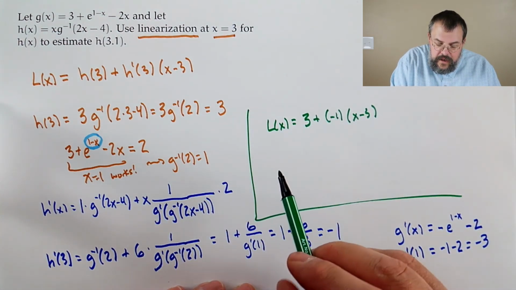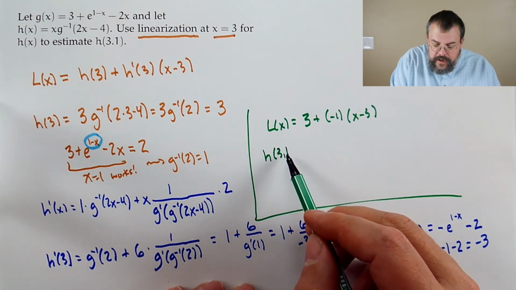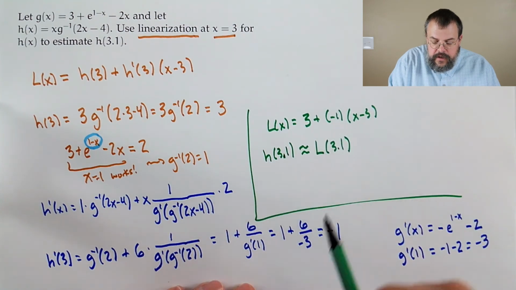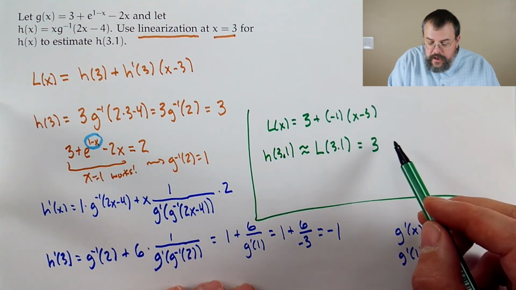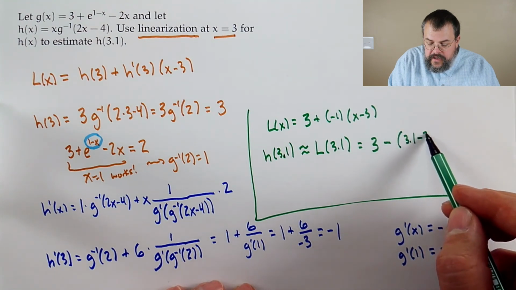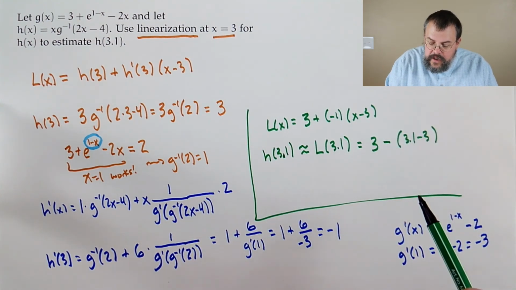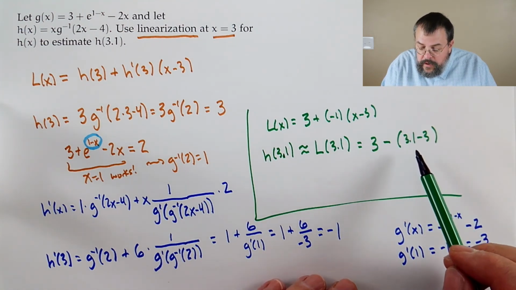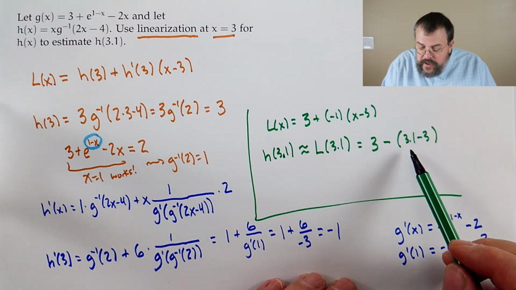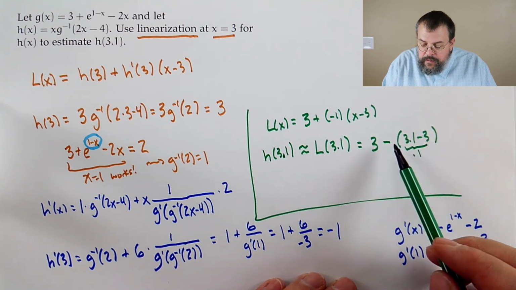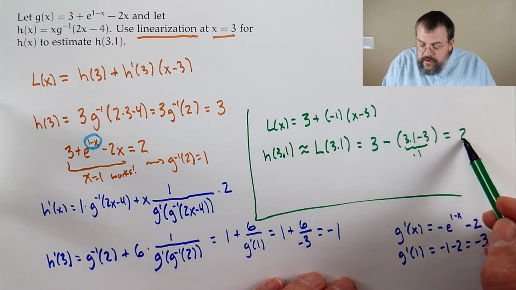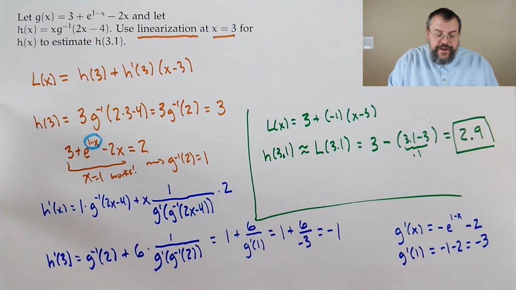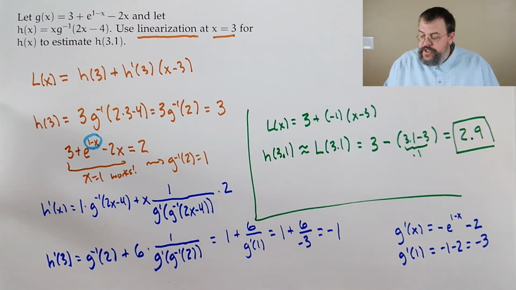So we can say our h of 3.1 is approximately what happens to our linearization at 3.1, which is 3 minus 3.1 minus 3. Well, if you look, you can actually see something that's kind of happening here. See, 3.1 minus 3 will give us 0.1. 3 minus 0.1 is 2.9. All right, so there you go. There's our approximation for what happens to our function h at 3.1.